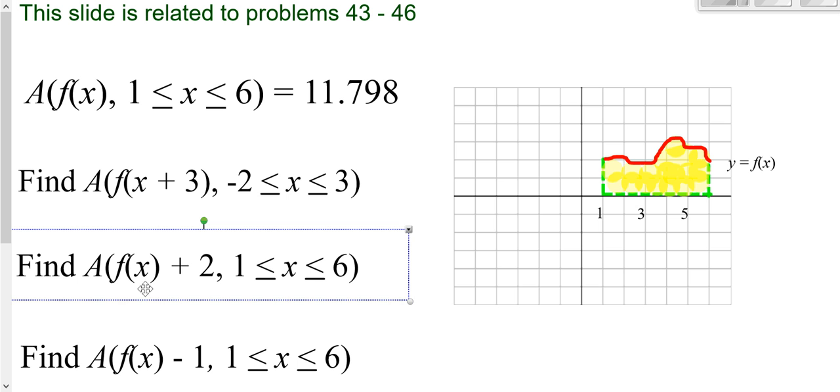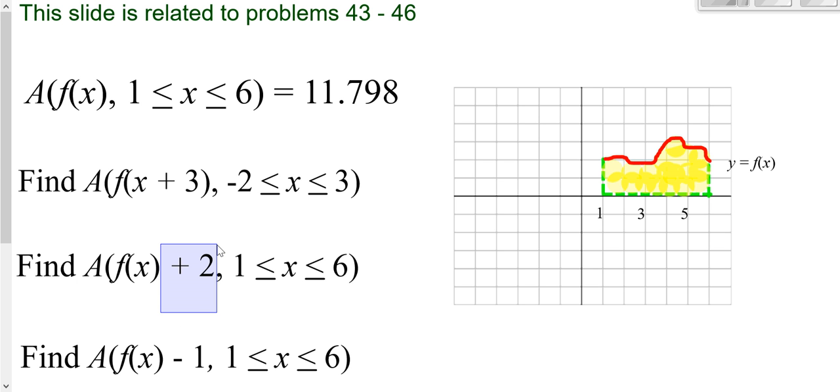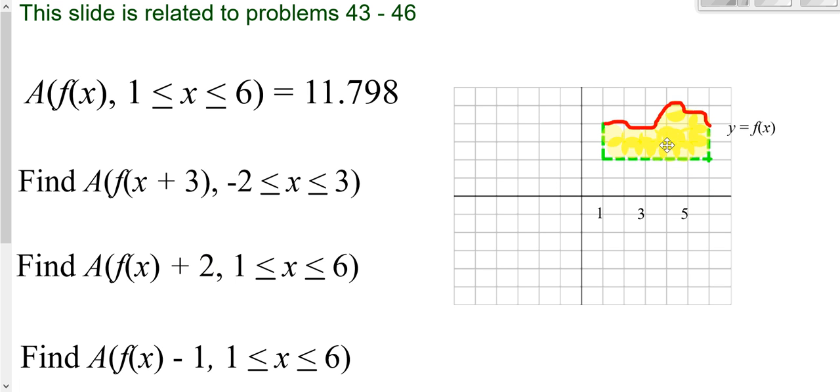Now, if we look at this one here, our plus 2 is not in the parentheses with the x, so we're not moving sideways. It's afterwards, so that means it's going to actually take your original function and move everything 2 units up. Well, if I take that and move it 2 units up, I get this shape here, which is really that original shape plus this extra rectangle underneath, which would be a total of 5 units wide and 2 units high, and an area of 5 by 2 is 10, so it's going to add 10 onto the original area.